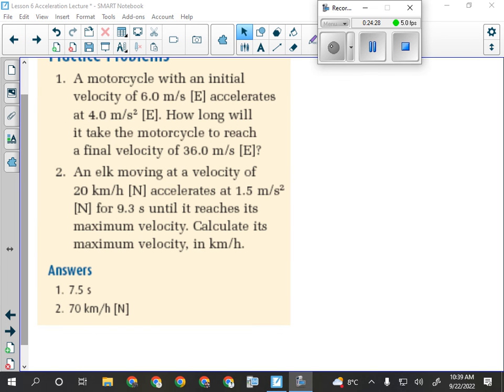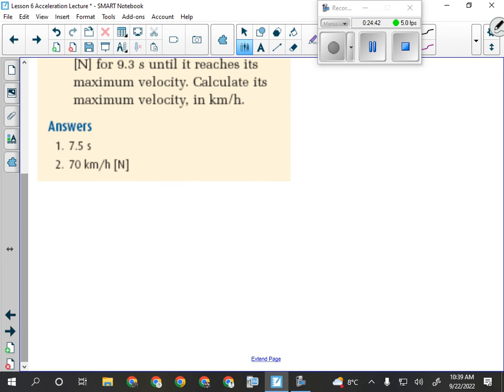So your units have to match, right? You can't divide kilometers per hour by meters per second squared. Okay? So your units have to match. Now, when we're converting kilometers per hour to meters per second, we have to do what's called a compound conversion. It doesn't come up often, but it's important to know how to do it.